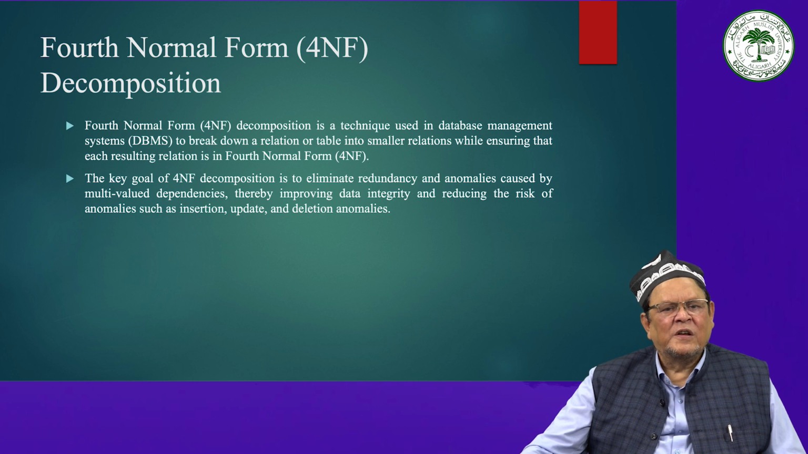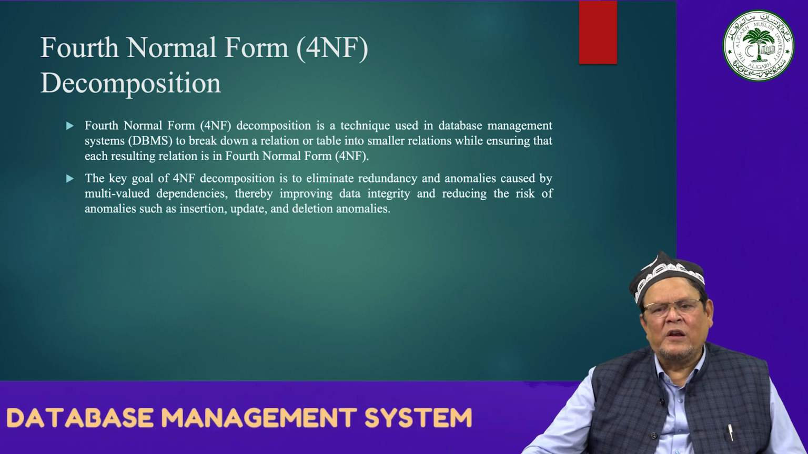The first condition is that it is in Boyce-Codd normal form and it has no non-trivial multi-valued dependencies. Multi-valued dependencies occur when a set of attributes determines multiple independent sets of values for another set of attributes. Fourth normal form decomposition aims to remove these multi-valued dependencies by breaking down the relations into smaller, more normalized relations.